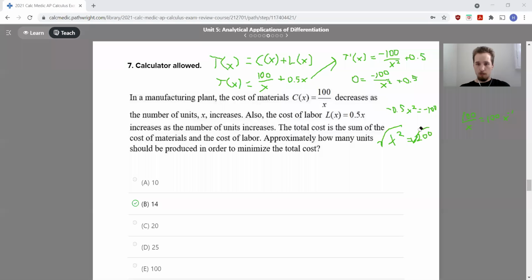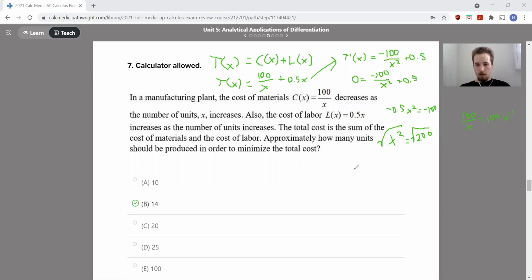If I could draw a square root. I'm sorry, I'm just silencing my phone.